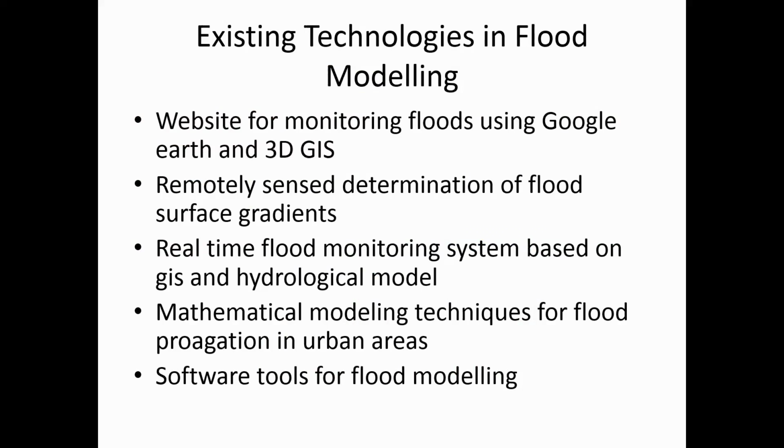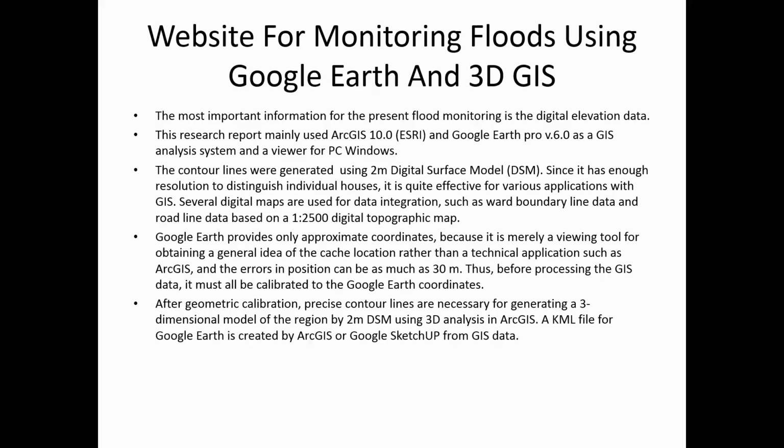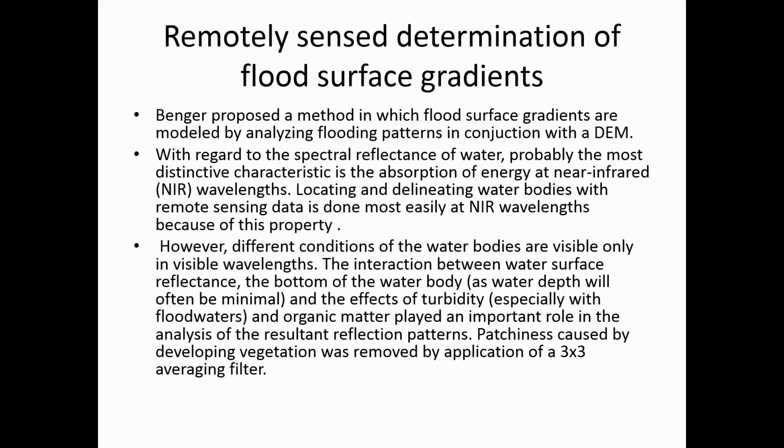So this includes the literature survey, the existing technologies in flood modeling and propagation. The first one is a website for monitoring floods using Google Earth and 3D GIS. Basically, Google Earth provides the photographic view of the Earth's surface, and using that the height values are extracted and a DSM is created, which is nothing but a digital surface model, and the Navier Stokes equations are then applied on this to propagate floods.